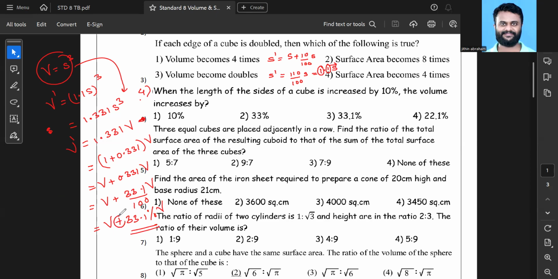So the increment is 33.1 as compared to the original volume. So your answer is absolutely correct. It is 33.1 percentage. Now, ab bologe, sir, every time we have to do this much? No, we don't have to.